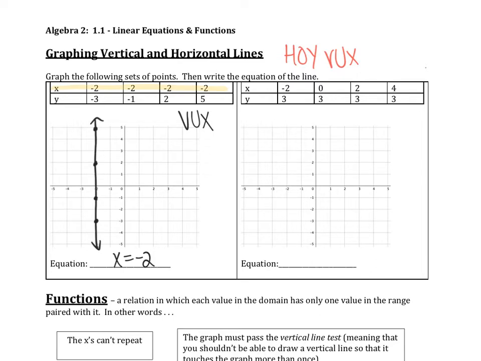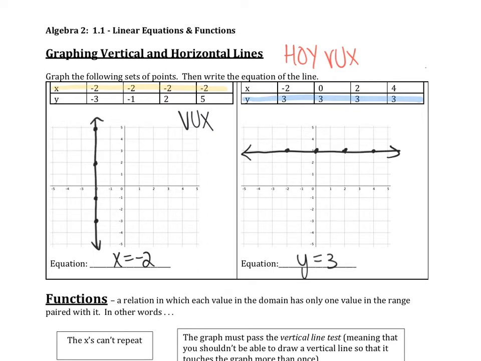So if you glance at the next problem, notice that the part that they all have in common now is that the y's are all 3. So right off the bat, we are able to write this equation. We know it's going to be a horizontal line at y equals 3, and then you can plot the points to prove that. So you've got -2, 3 right here, 0, 3 right here, 2, 3 right here, and 4, 3 right here. So you have the horizontal line that goes across there, and we write that as y equals 3.